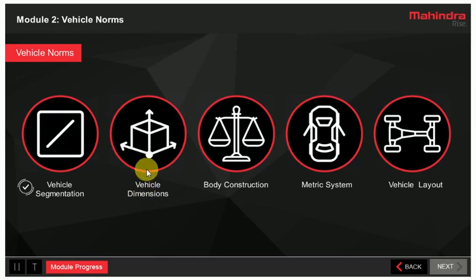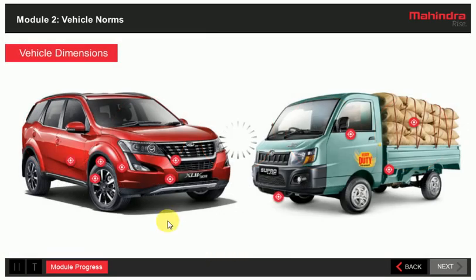Click on any subsection to learn more about it. The vehicle dimensions have a great impact on the performance of the vehicle. Click on the hotspots to learn about each dimension.